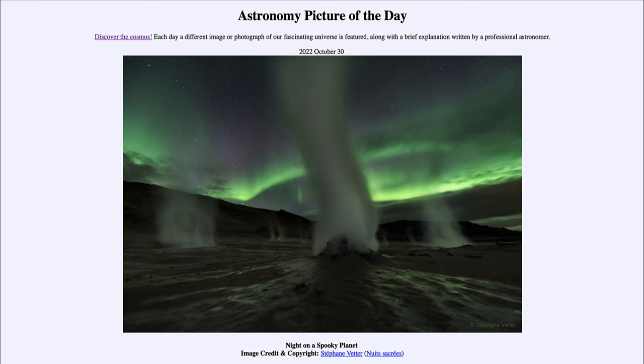So that was our picture of the day for October 30th of 2022. It was titled Night on a Spooky Planet. We'll be back again tomorrow for the next picture, previewed to be Big Bat. So we'll see what that is about tomorrow.